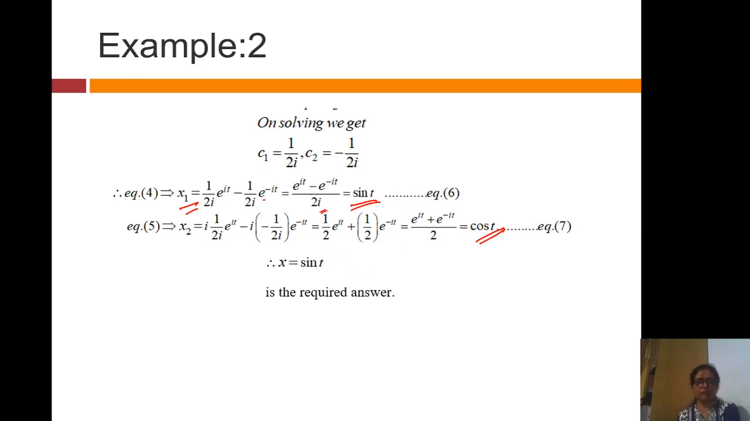In this way, we solve the problems of second order differential equations with constant coefficients by the matrix method.